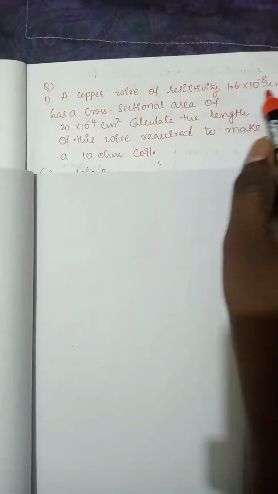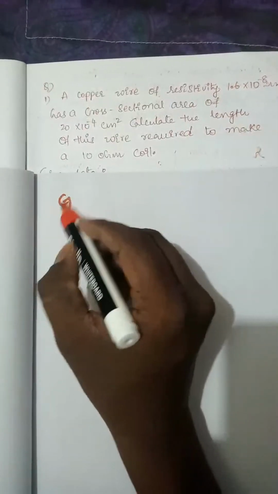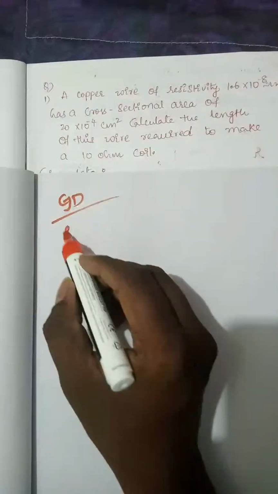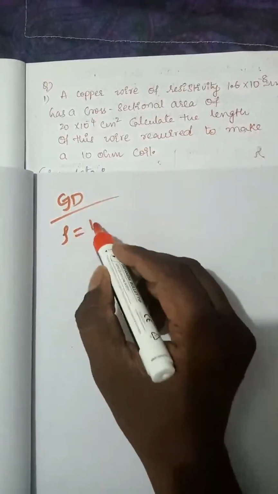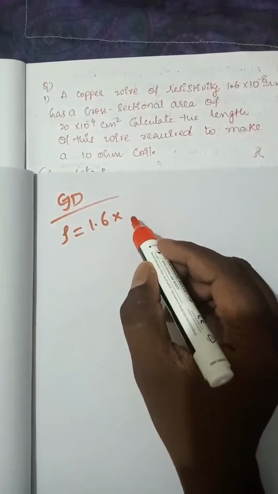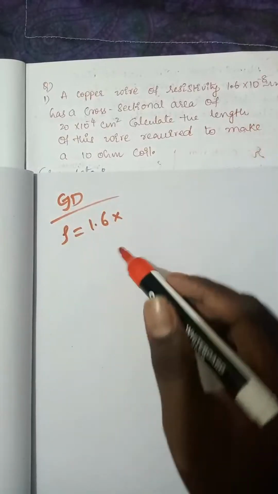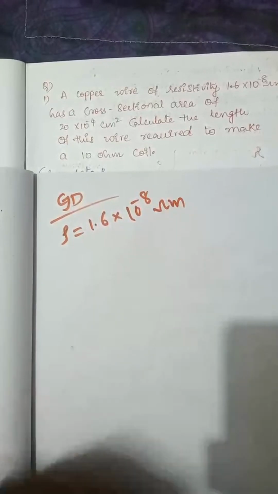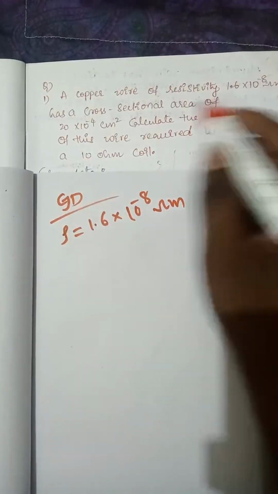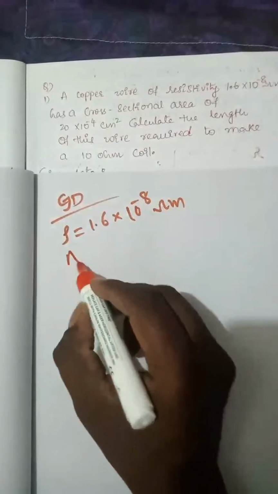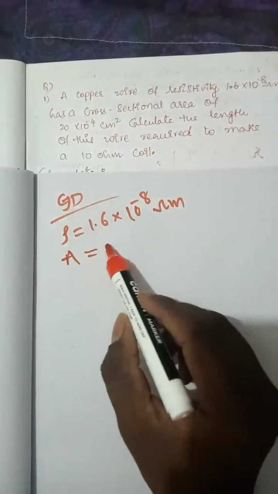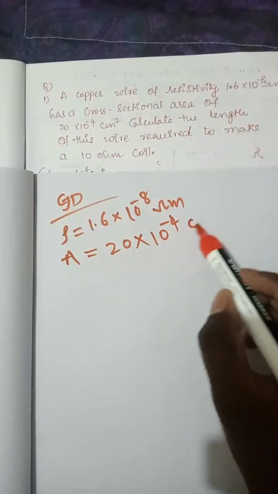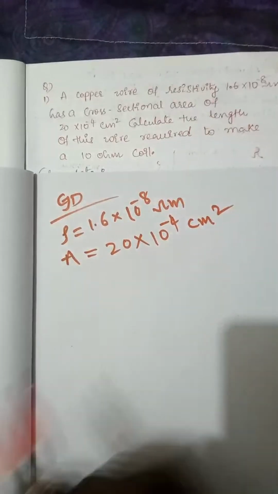So here first of all, what is given? You have to write the given data first. So what is the given data? Resistivity is given. Resistivity is equal to 1.6 into 10 power minus 8 ohm meter. This is the resistivity. And the cross sectional area is given. So what is the cross sectional area? Cross sectional area equal to 20 into 10 power minus 4 centimeter square.